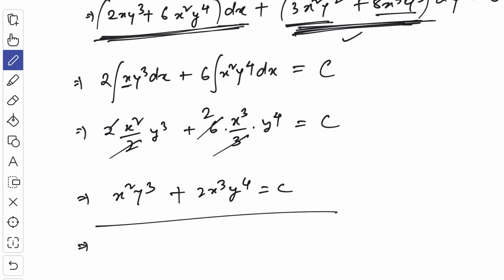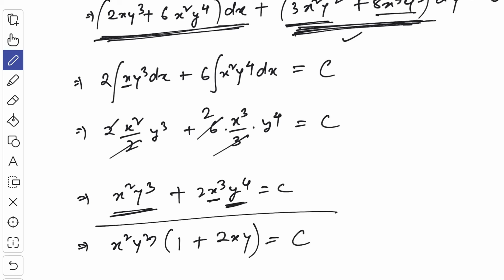Or you may take common x square y cube. Then here you will get 1 on taking this term common, and here you will get 2x, since x square is taken common, and y only, is equal to c. So this is our solution. That's how we can solve such kind of equations.